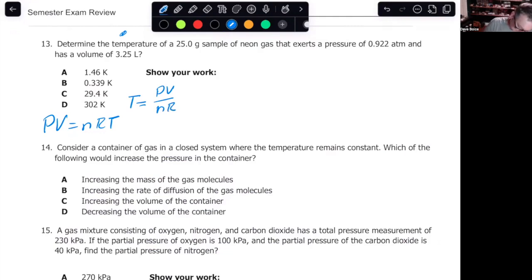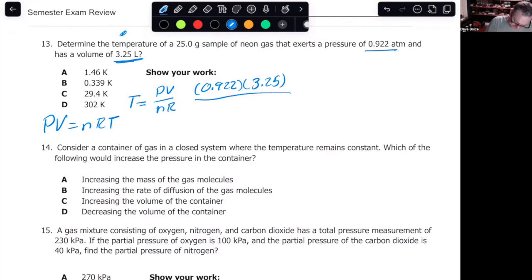Okay. All right, so let's see. This is in grams, so I can't just go and throw grams in for n. Well, let's see. I got a pressure. Let's put that in: 0.922. And I've got a volume. Let's see where that is. Here we go, 3.25. Already in liters, so convenient.